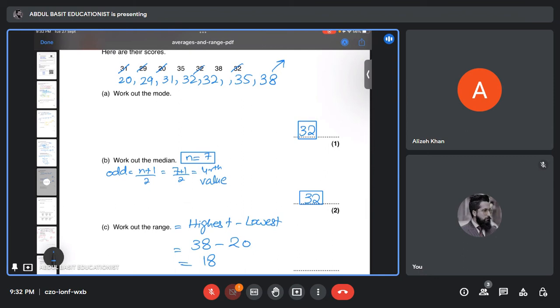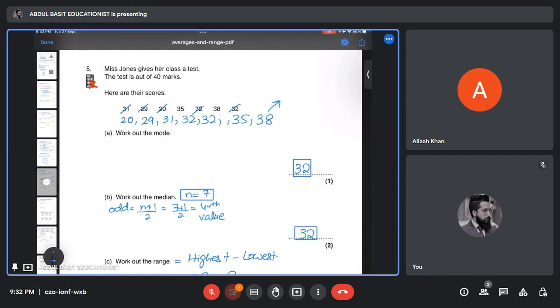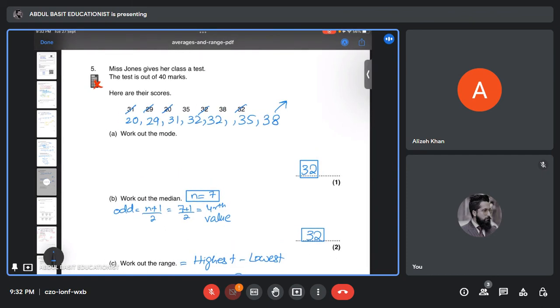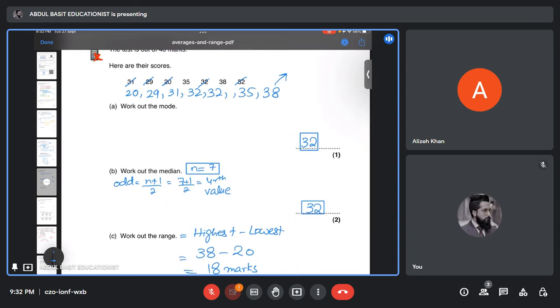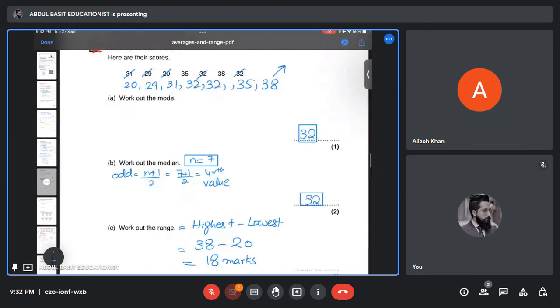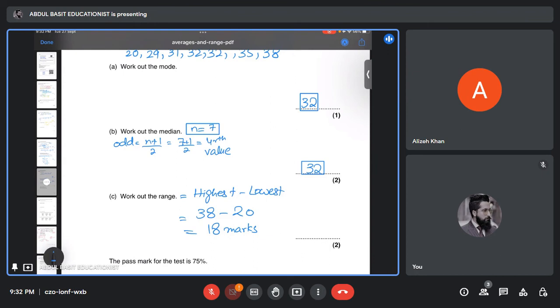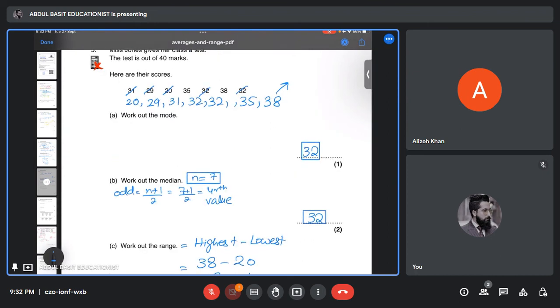So 18 marks, because these are the scores of some students, and the test is out of 40 marks. We can see that 32 repeated two times, and the median mark is 32 as well. But the range is 18 marks. It means that one of the students scored 20 marks, which is the lowest of the class. Agree? So the rest of the students are performing well, but one or two students are struggling a bit.